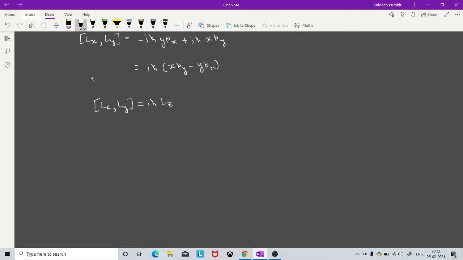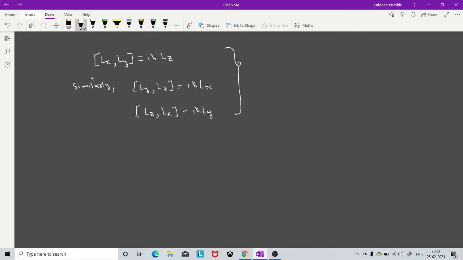Similarly, you can derive Ly, Lz, which will be equal to i h-bar Lx, and Lz, Lx is equal to i h-bar Ly. These are three very important commutation relations as far as this theory is concerned.